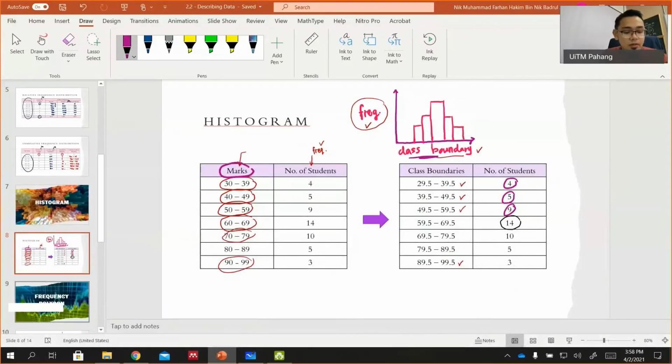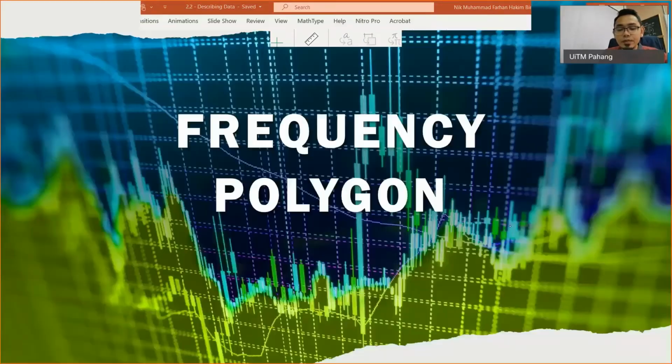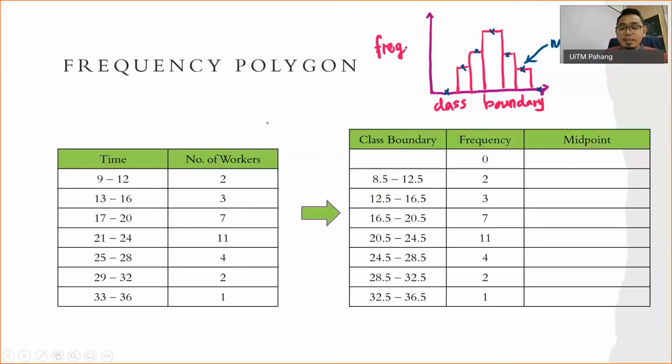Now let's look at the frequency polygon. What is a frequency polygon? It's the same as the histogram, just that we have to add another extra class before the first class. Suppose we have this data, and then we will write the class boundary.